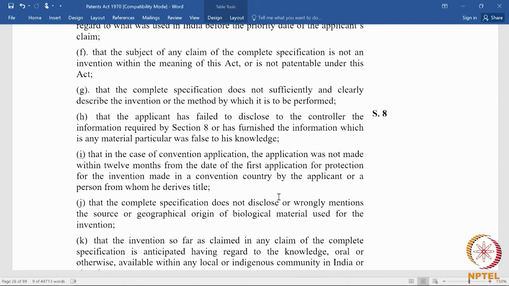There is a concept in patent law that a disclosure made in a specification should be enabling disclosure. Now, this is the provision that can be used to say that there is no enabling disclosure. The disclosure should be sufficient and clear in describing the invention and the method in which it is performed. If it is not sufficient and clear, and a person who reads it does not understand how to do it, then you can say that the specification has not made an enabling disclosure. There is disclosure, but it does not enable the person to make the invention.